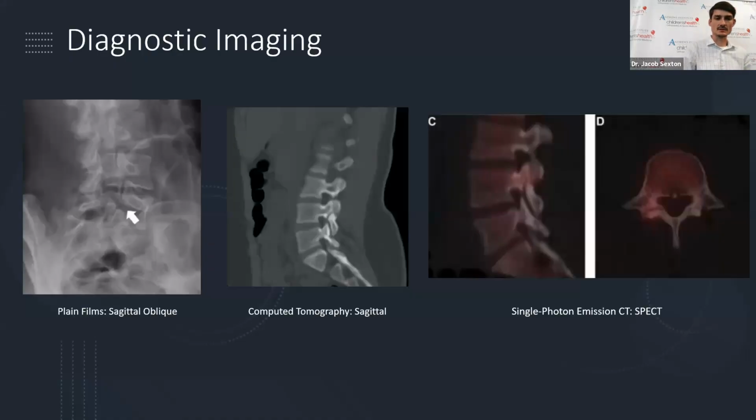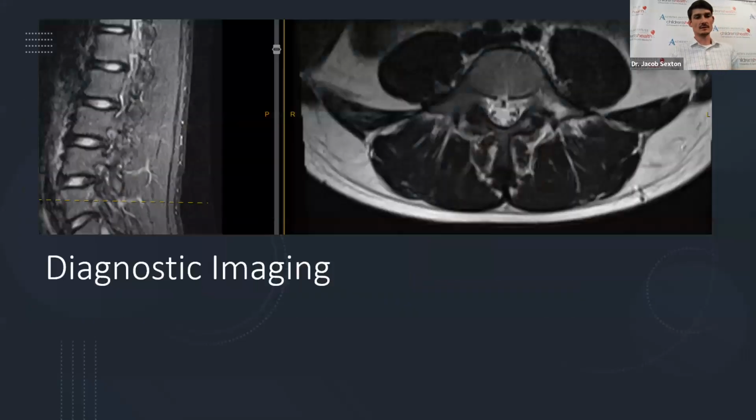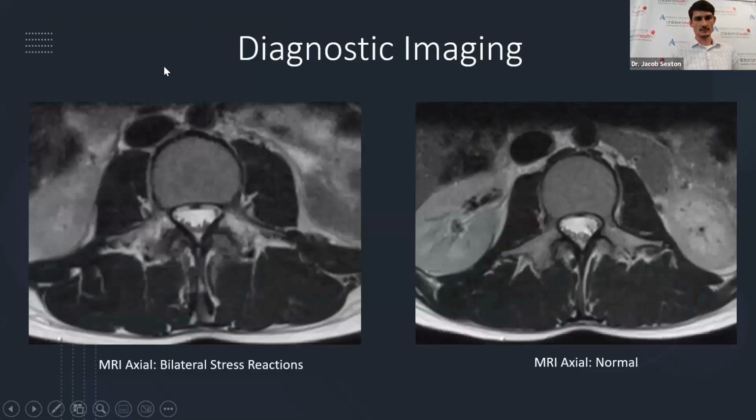So, diagnostic imaging. We used to do x-rays. We learned now that if you see the Scotty dog, which, oh, it went too far. Let me go back.